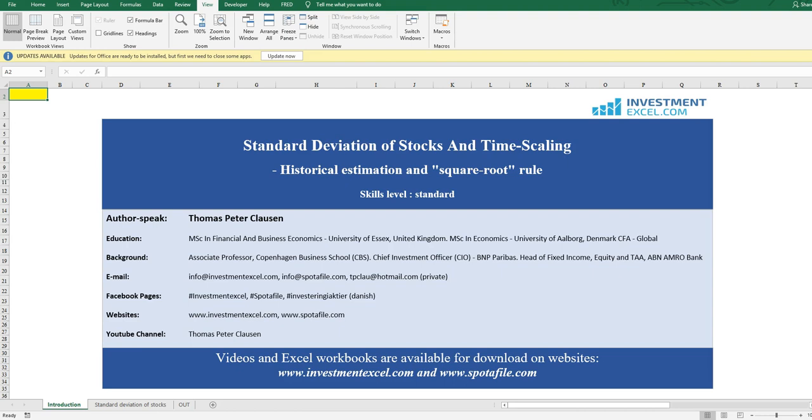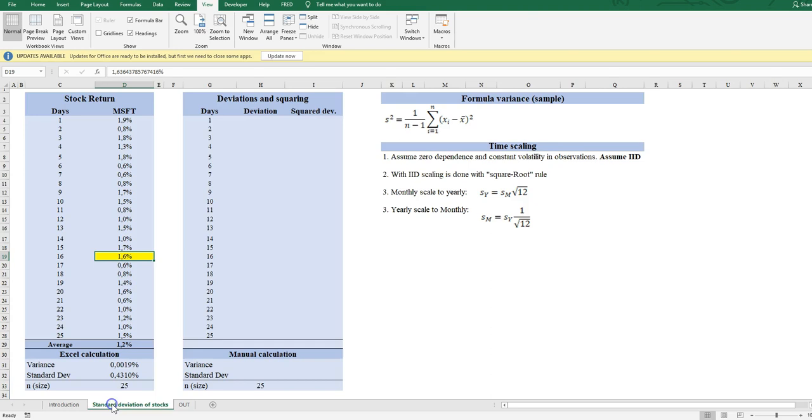Let's look at a time series of daily returns of Microsoft Inc. And we got it here, 25 observations, 25 trading days with a return.